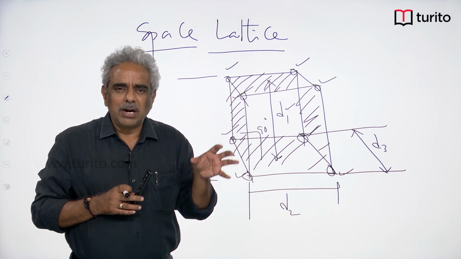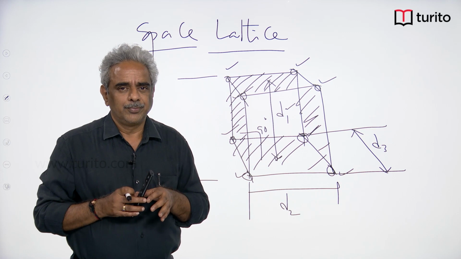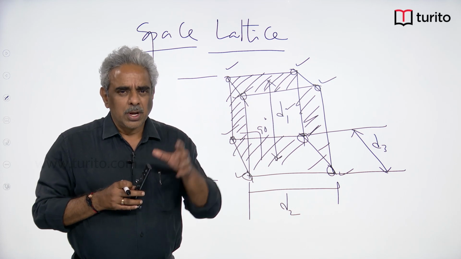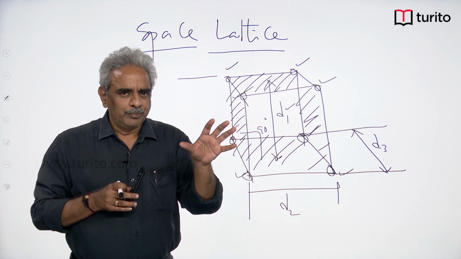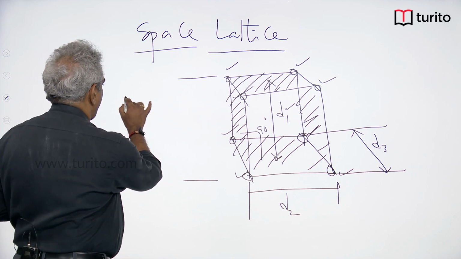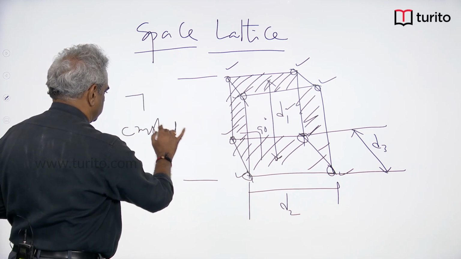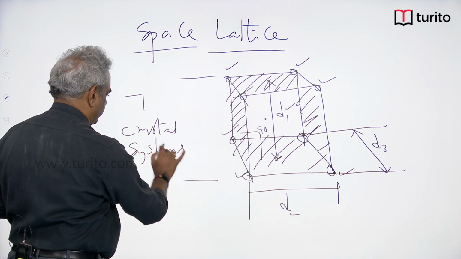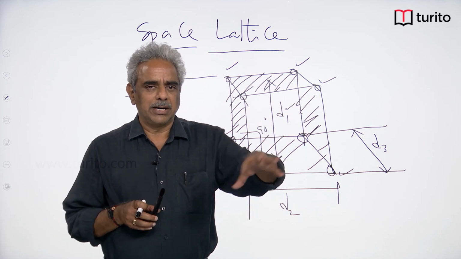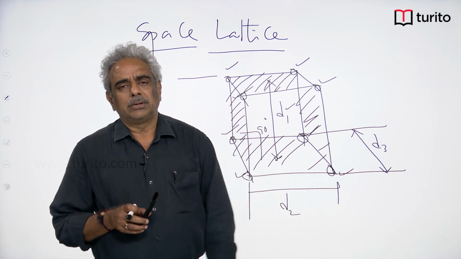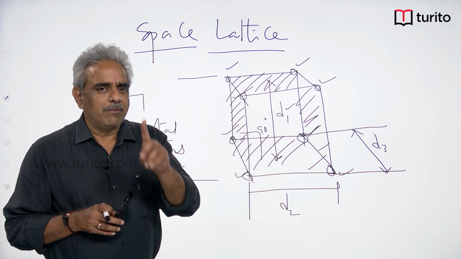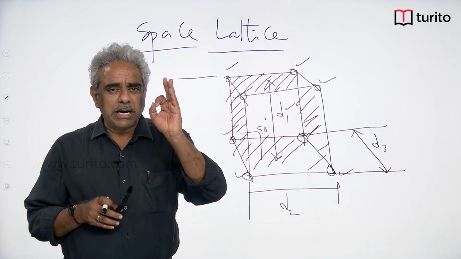Based on this and based on geometrical limitations, all solids in the earth and heaven must come into any of 7 varieties of crystal systems. Any solid you take, let it be iron, let it be metal, let it be ionic, let it be covalent, let it be molecular, you take any crystalline solid, it must fall in any one variety of 7 well defined crystal systems.